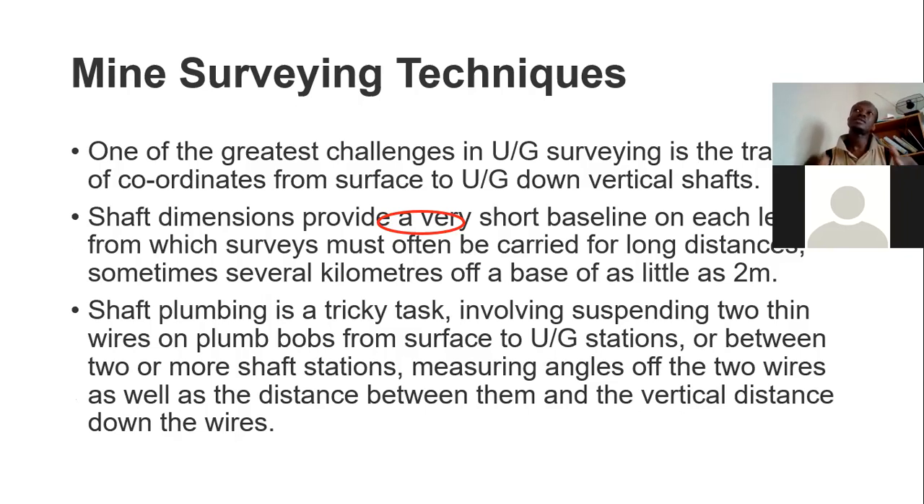It's like the space. When we look at the first diagram where you saw the shaft, it was pointing at a certain place, saying that's where the shaft is. That's where you are going into. It's like going into a storey building and then into the lifts. It's just a small area through which you get down. So that space is too small for you to draw a baseline. Normally, a baseline should be very long. So that is a short baseline on each level from which surveys must often be carried for long distances. Think about a mining survey as a storey building in which you're going down.